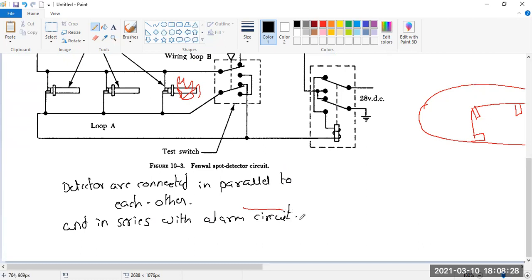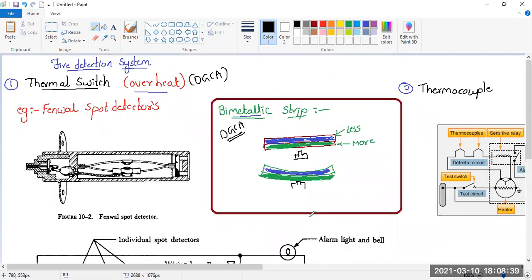What does this mean? This means that there is just one alarm circuit for all the detectors which are connected here. Now I can have three cargo compartments, so I will have three different alarms for the three. That completes your thermal switch.